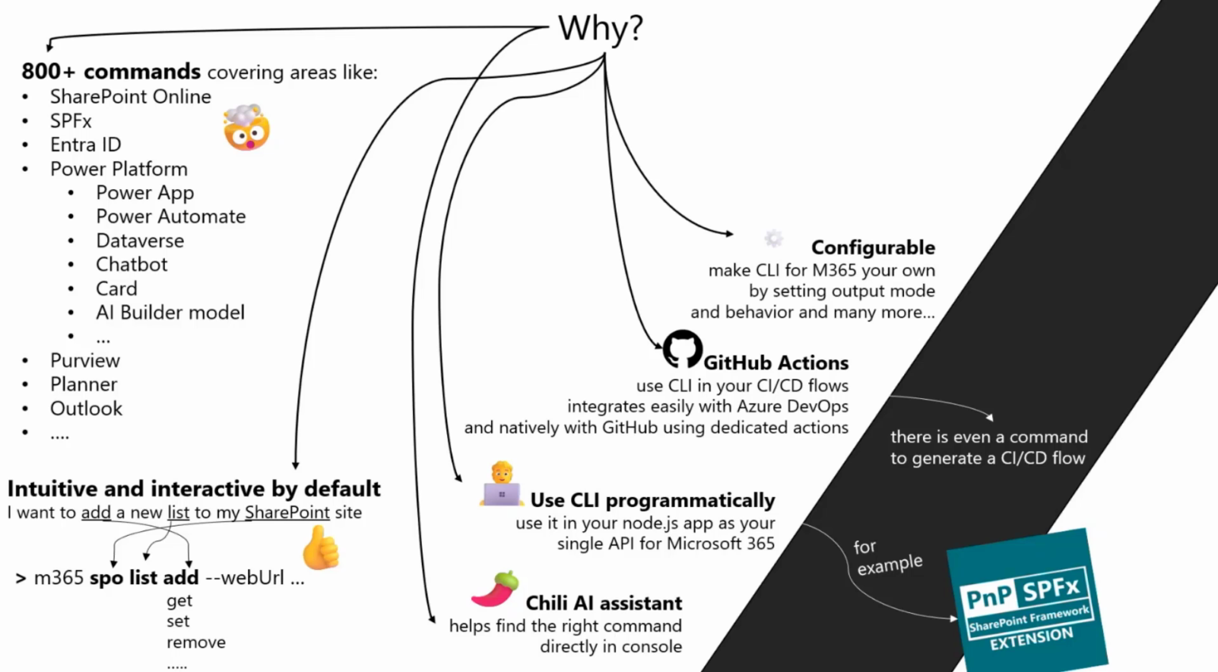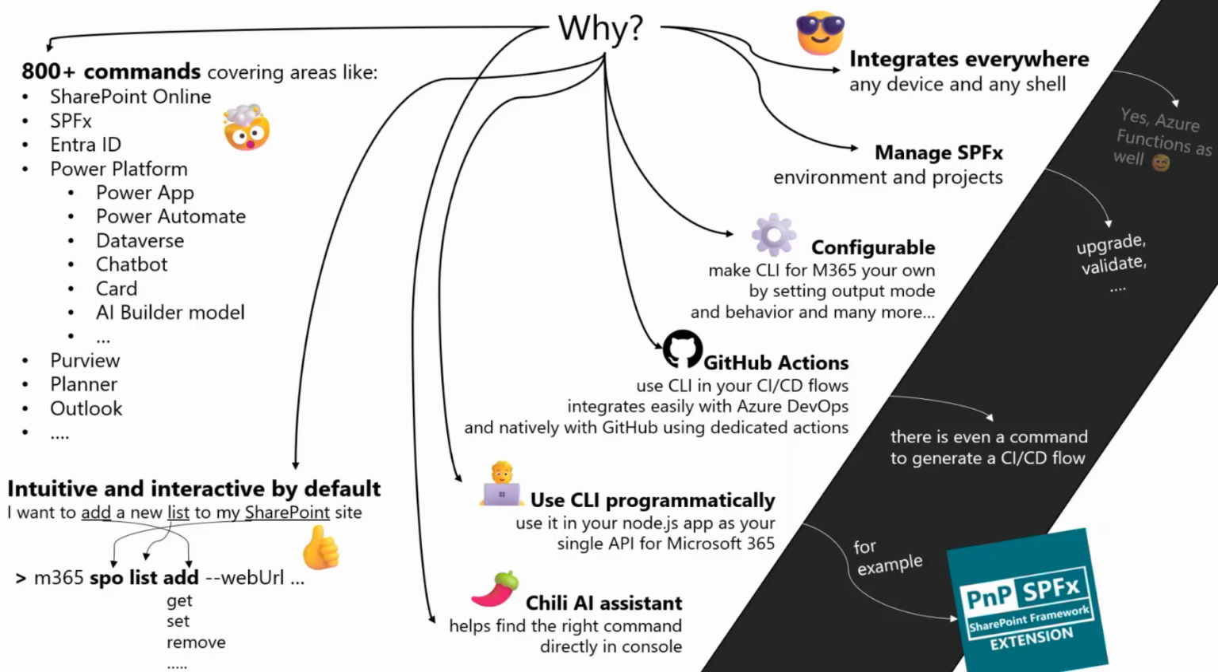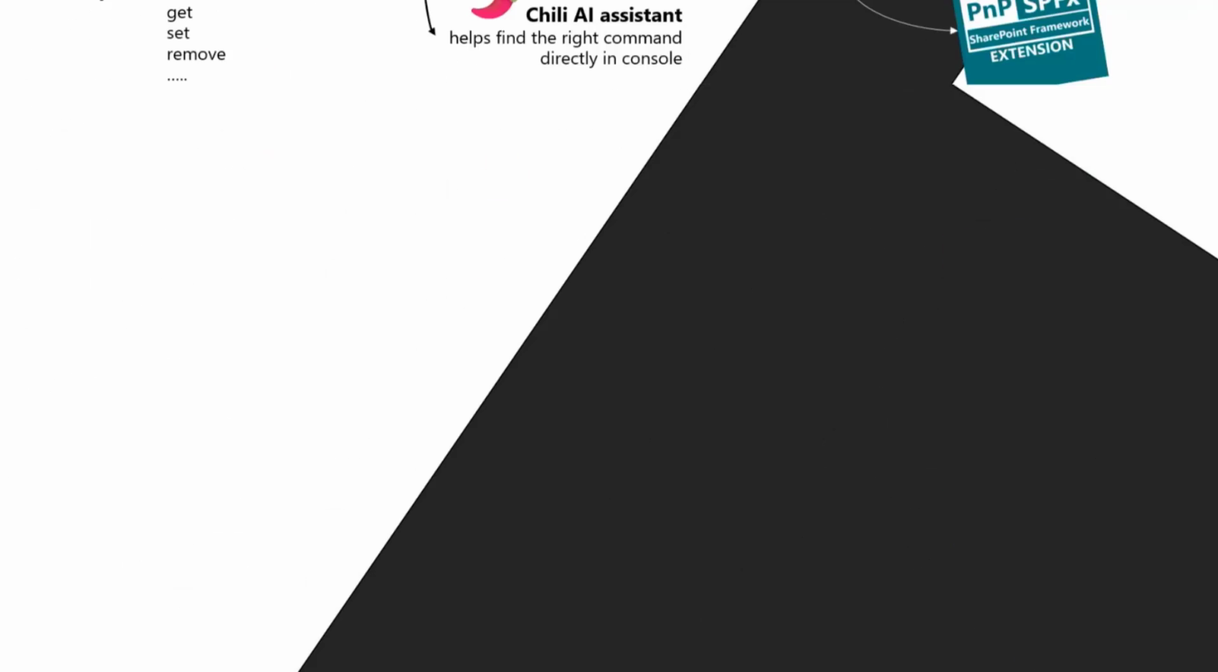And currently we are investing in this area. So we added a command that will generate a CI/CD pipeline for GitHub, and as I said before, there's an open PR to extend the support for Azure DevOps on the way. It's really customizable, so there are many things you can set to make it your own. As I said before, it has commands that will allow you to manage, validate, upgrade, whatever, your SPFx environment and project. So this is really cool, and it works everywhere. Yeah, any device, any shell, yes, Azure Functions and all of the stuff.